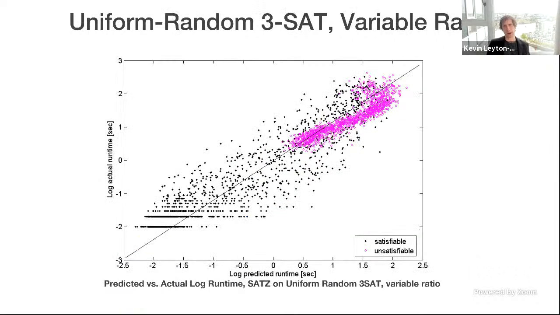Let me shift for a minute to variable ratio problems. Here we're sampling around the phase transition, not only at the phase transition. We're able to predict much better at this point. Here I'm going to color our predictions by whether the problems were satisfiable or unsatisfiable. You see an interesting trend here: the unsatisfiable instances are predicted much more accurately than the satisfiable instances, which might make sense because when an instance is unsatisfiable, you've got to search the entire tree, and so there's going to be much less variance across random noise.